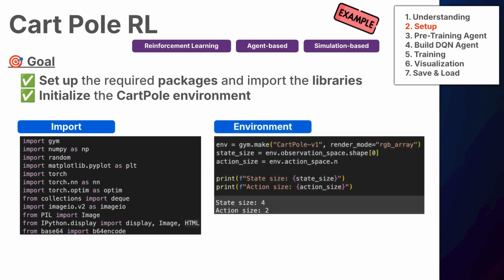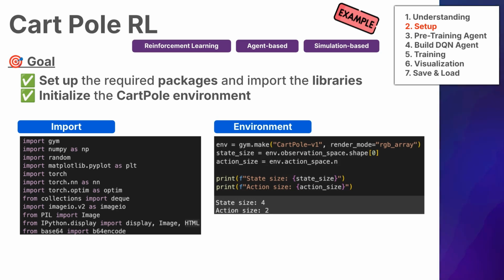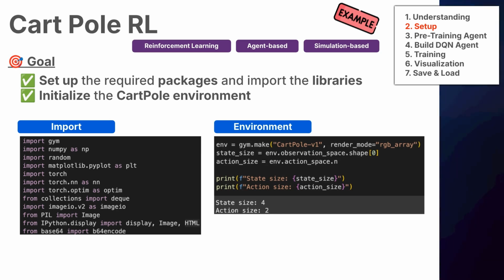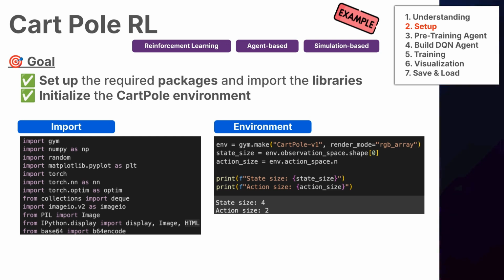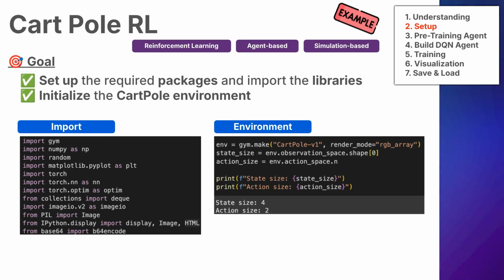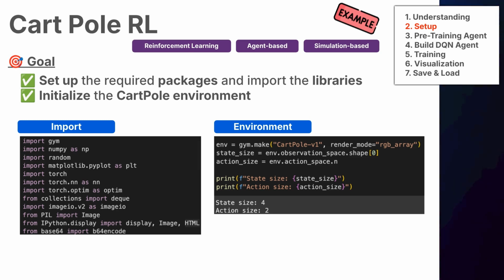Next, let's initialize the CartPole environment. This code sets up the CartPole environment, identifies the shape of the state and action spaces, and prepares the agent to interact with the simulation. The first line creates the CartPole-v1 environment using OpenAI Gym. The render mode rgb_array option tells the environment to generate image frames that can be saved later as video. The environment simulates a cart with a pole on it that the agent must learn to balance.